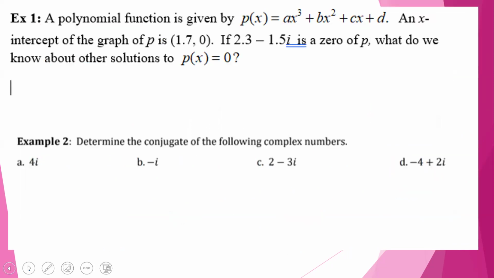So let's look at example 1 here. The polynomial is given by this function. So what do I know? The degree is what? 3? If it's 3, what do I have? I have 3 zeros, correct?